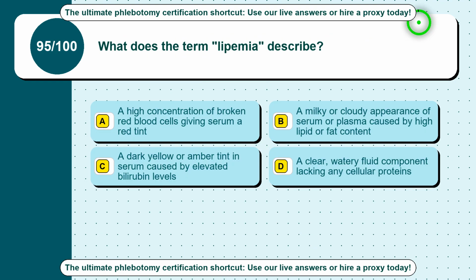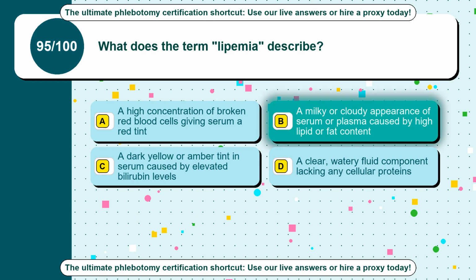Question 95. What does the term lipemia describe? Option A, high concentration of broken red blood cells giving serum a red tint. Option B, a milky or cloudy appearance of serum or plasma caused by high lipid or fat content. Option C, a dark yellow or amber tint in serum caused by elevated bilirubin levels. Option D, a clear, watery fluid component lacking any cellular proteins.